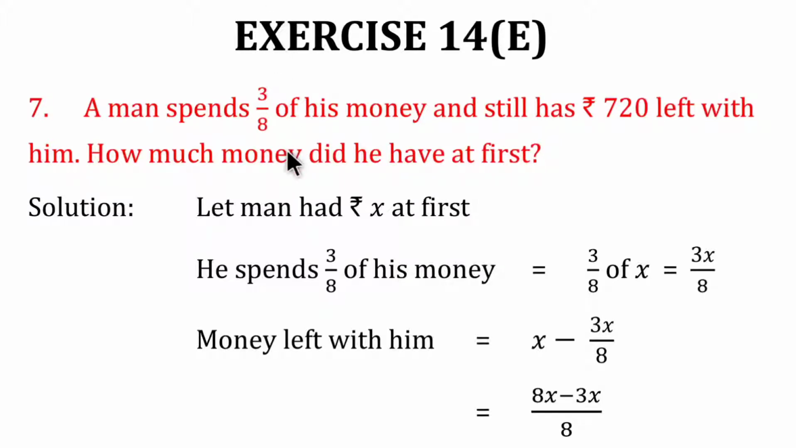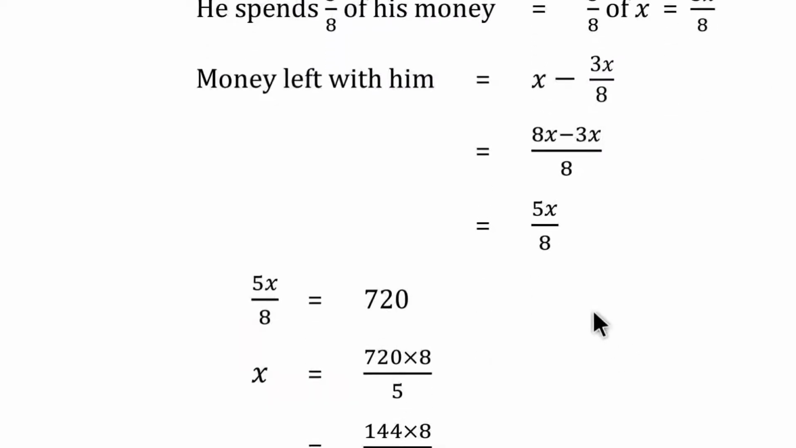He spends 3 by 8 of his money. So 3 by 8 of his money means 3 by 8 of X, and that is equal to 3x by 8. So after spending that much amount of money, the money left with him will be equal to the money he had at first minus his expenditure, that is the money he spent. So we subtract it. So 8 is the LCM, then we get 8x minus 3x, which is equal to 5x by 8. Now this is the amount of money left with him.